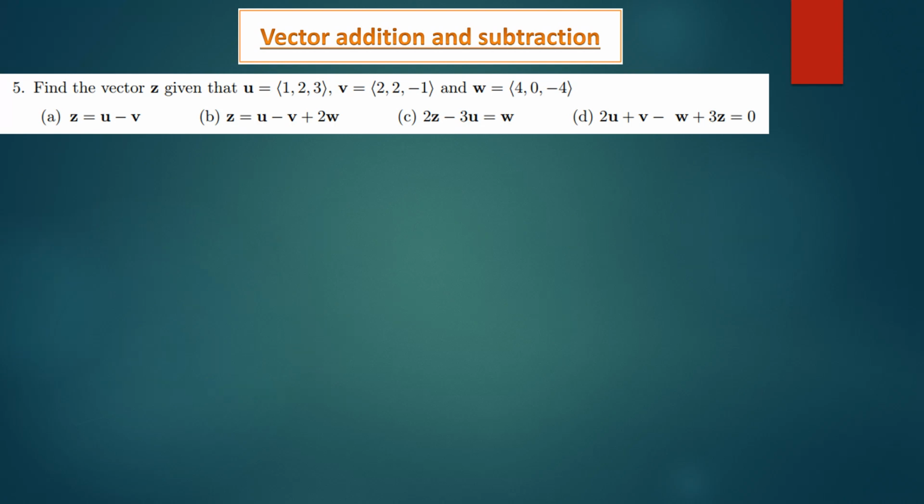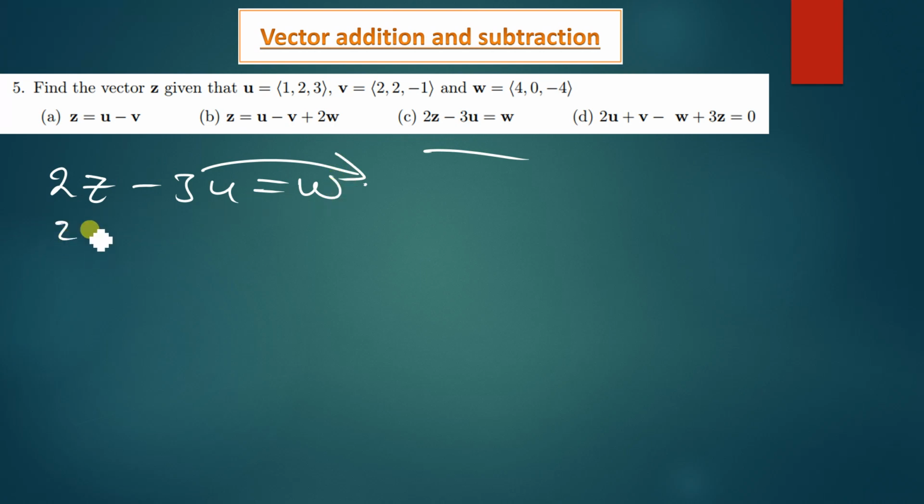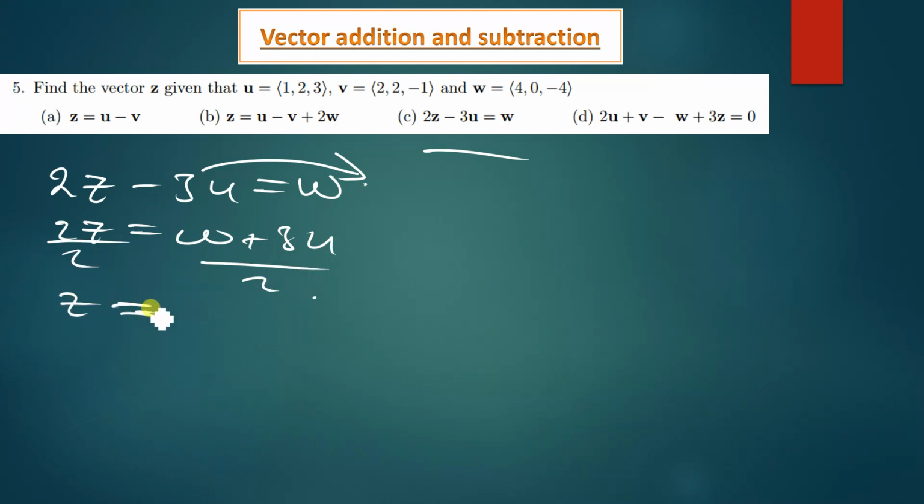We quickly move on to this other operation. According to the question, we are to find the value of z, where 2z minus 3u is equal to w. To find the value of z, I'm going to make z the subject of the formula. I'll take 3u to the other side of the equal sign so that I remain with 2z on this side, and the value of z becomes w plus 3u, all over 2.